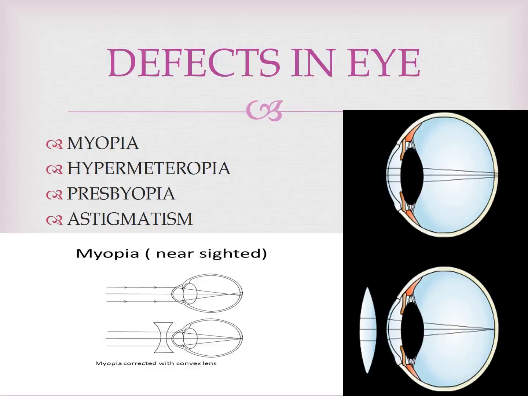Now astigmatism. What is astigmatism? In this defect, I cannot see parallel and horizontal lines. I cannot see parallel lines, I cannot see horizontal lines. That is the astigmatism defect.